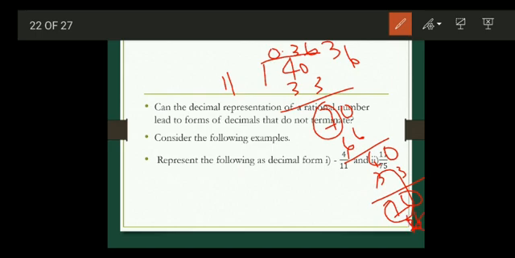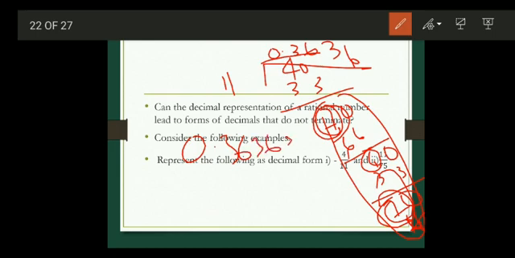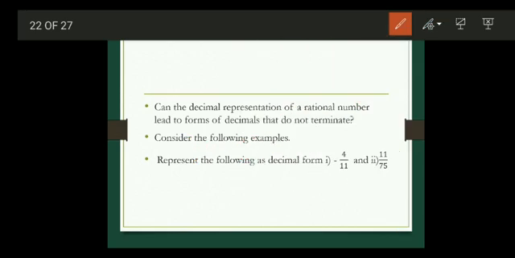Then you will get remainder 4 again, so this process will continue. Here you got remainder 7, again you got remainder 7. Here you got remainder 4, again you will get remainder 4. So this will be 0.36363636, it will go on repeating. So here the decimal places are not terminating.